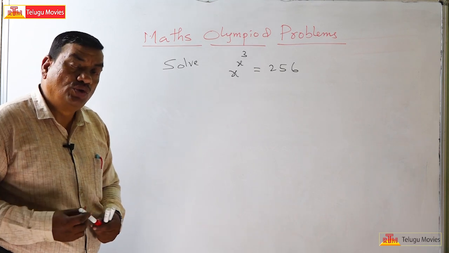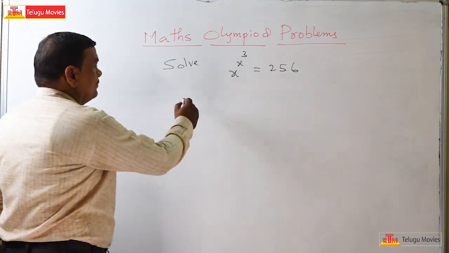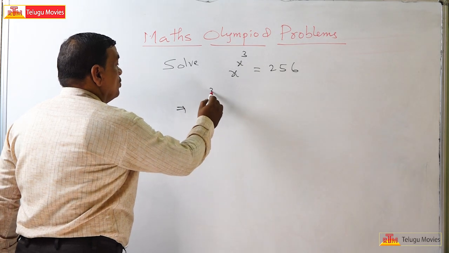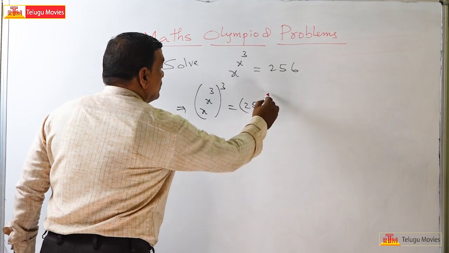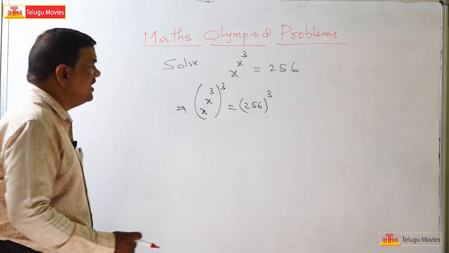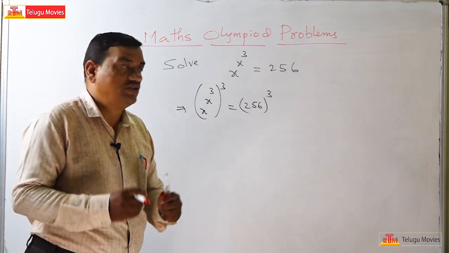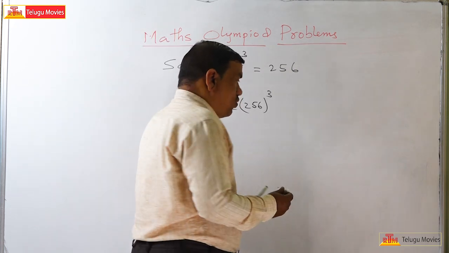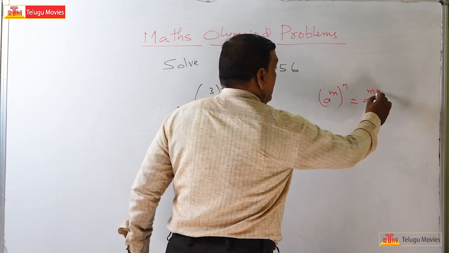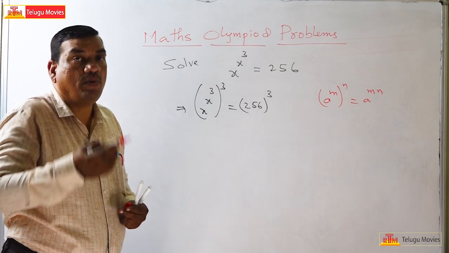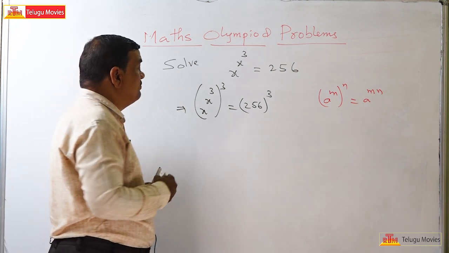Okay now, to do this problem, let us take cubing on both sides. X cube whole cube is equal to 256 whole cube. Here the majority of the students will make a mistake. What is the mistake? What is the formula of a power m whole power n? It is a power mn. So here the students will do like this.